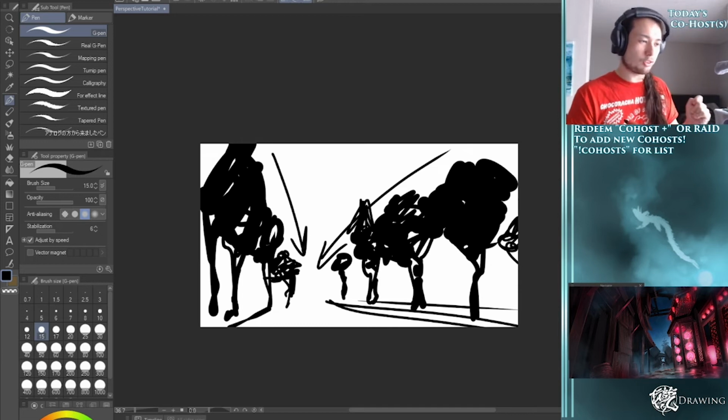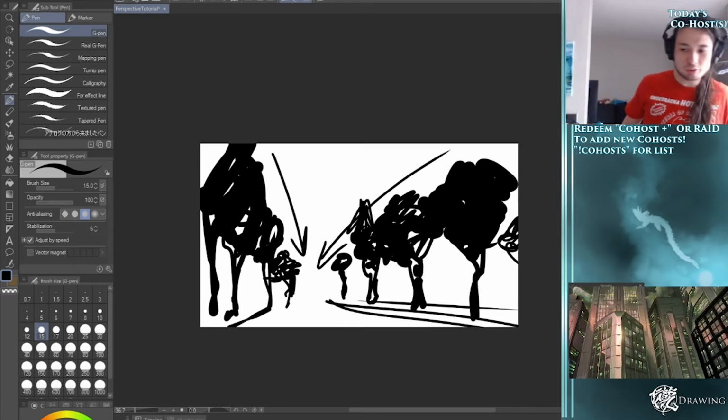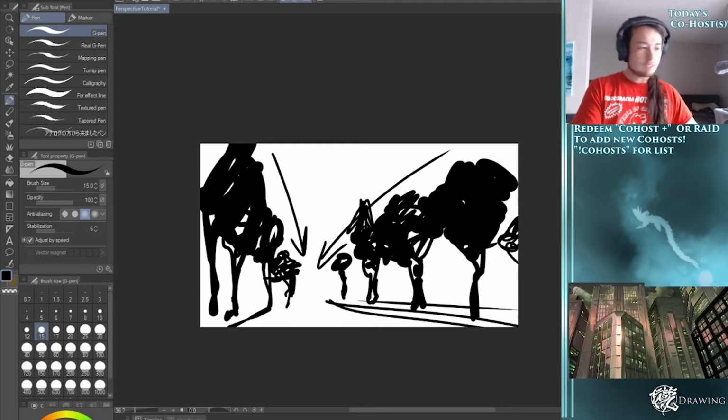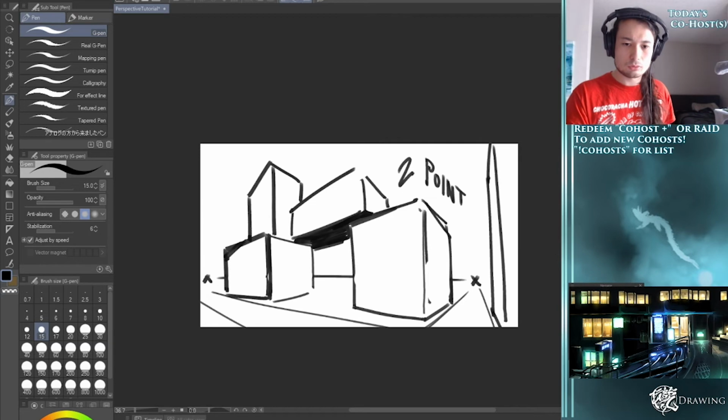So, first question is, who's still confused about what one-point perspective is and how to use it? I'm good. Not me. Okay, great. That's good, because now it's time to move on to the real workhorse in perspective, at least to me. 2-point perspective.